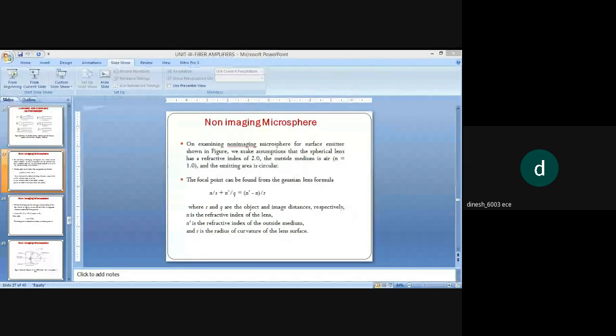So for a fiber of radius A having a numerical aperture NA, the maximum magnification is given by A divided by RS the whole square, if RS by A is greater than the numerical aperture. If it is less than or equal to the numerical aperture, it is always 1. This is the maximum coupling efficiency.